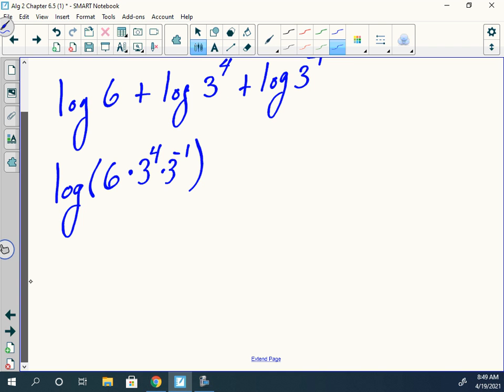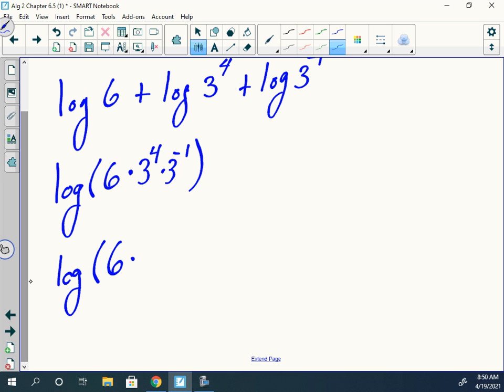Now at this point, there are several routes we can go. One is, since one of the 3's is to the -1, I can move it from the numerator to the denominator to make that exponent positive. But we also have like bases being multiplied together, yes? When I have like bases being multiplied together, what do we do with the exponents? We add them together. So we could do either one, and we would get the same result.